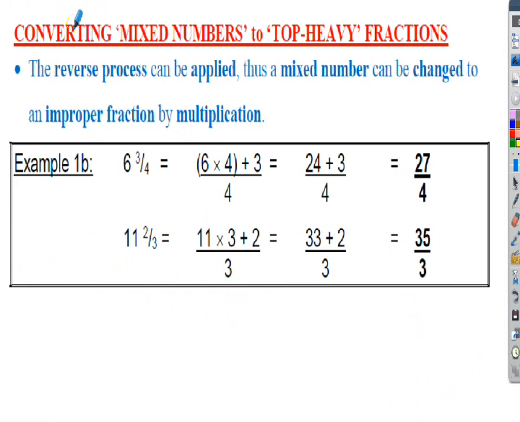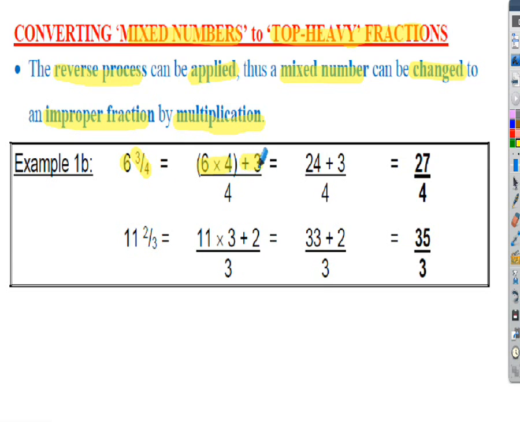Now we're going to reverse the process. We're going to convert mixed numbers into top-heavy fractions here. So the reverse process can be applied. So the mixed number now can be changed to an improper fraction, a top-heavy fraction, by multiplication. Example 1b here, we're given 6 3/4. We've got to put that in terms of quarters, that's the denominator here. So how many quarters are there in 6 whole numbers? Well, that would be 6 multiplied by 4.